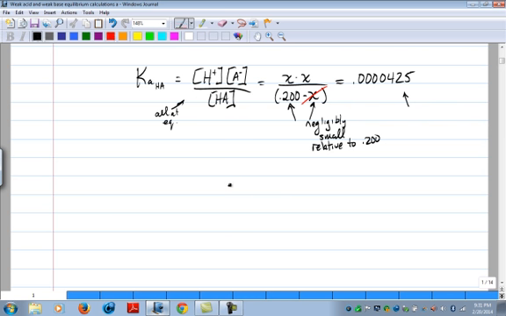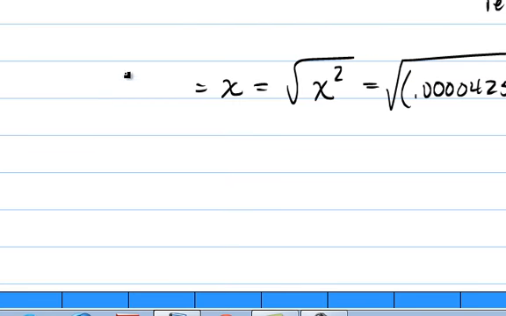So we rearrange the equation, cross multiply, and you get x squared equals 0.0000425 times just the 0.200. And then you square root each side of that equation. And we could say what that is equal to. That is equal to the concentration of H plus at equilibrium. It's also equal to the concentration of the anion A minus at equilibrium. So there we have it.